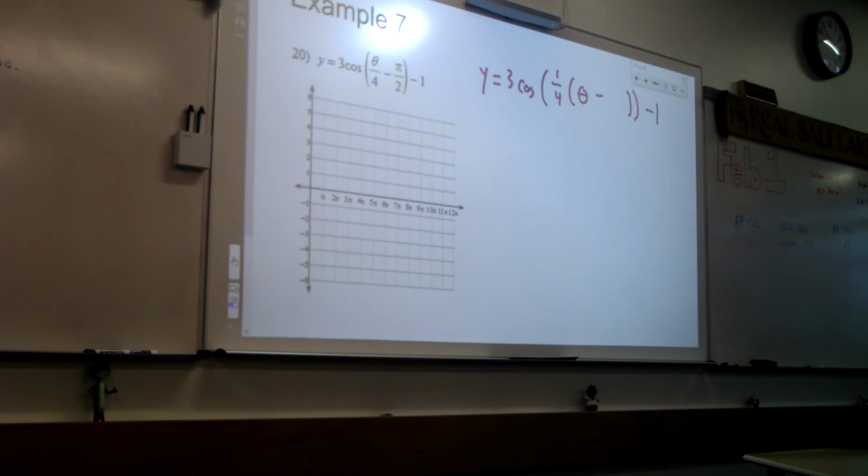What do you guys think? Does anyone think they know what would go there? Nobody? Hiram's putting up a 2. A 2 what? Got to put a pi with it.